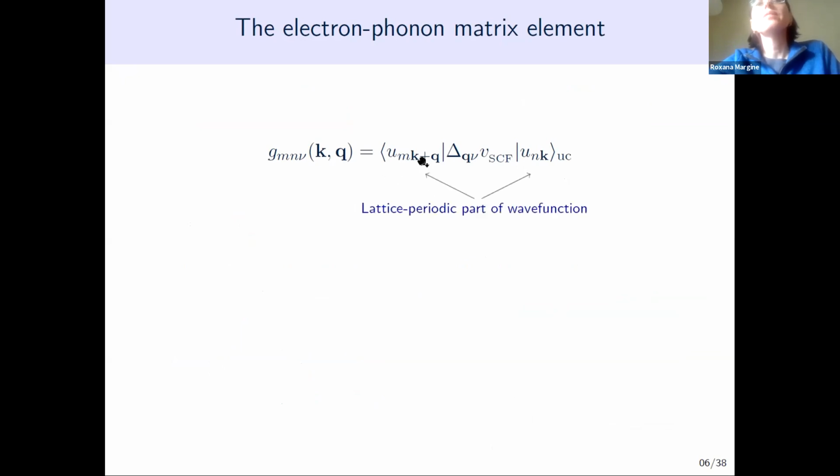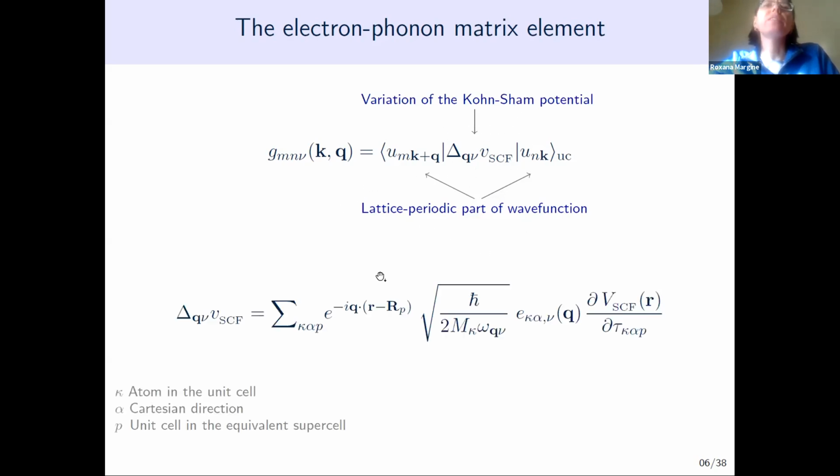These two things on the left and right are the periodic part of the Kohn-Sham wave functions. And the object in the middle is the variation of the Kohn-Sham potential with respect to the displacement of every atom according to a vibrational mode. This object is quite complicated and contains a lot of information. For example, it has the zero-point amplitude, which depends on the mass of every atom and the frequency of each vibrational mode.